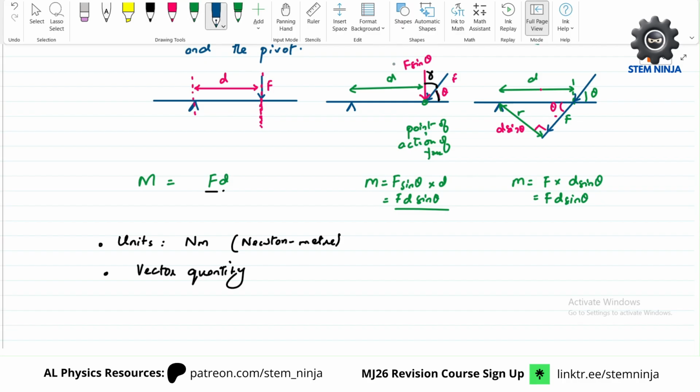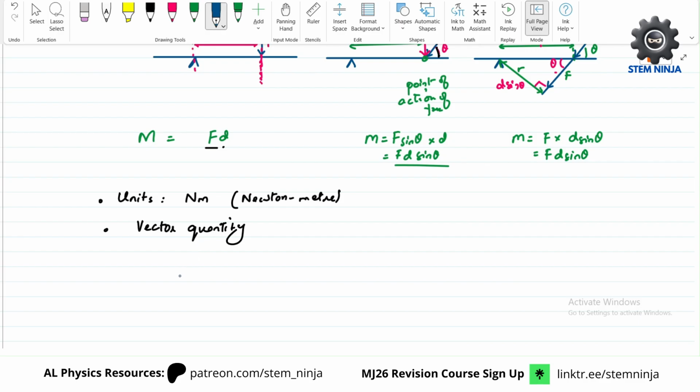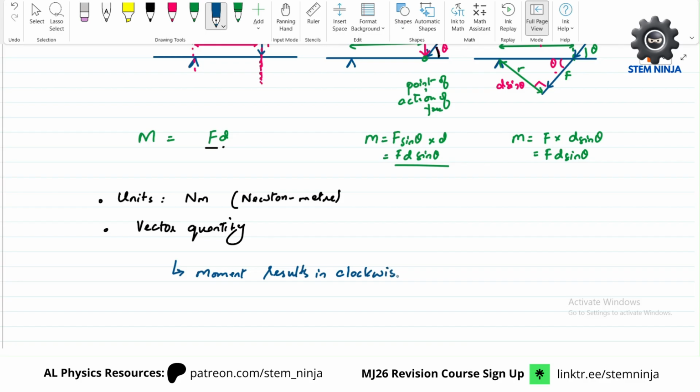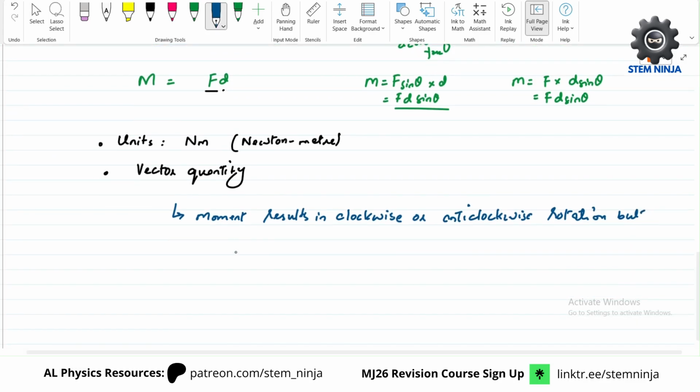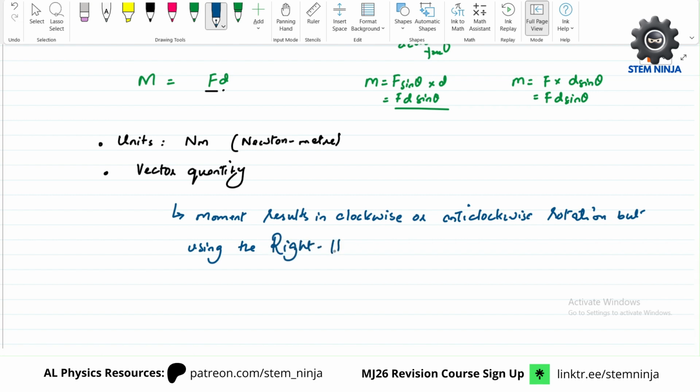How? I think those of you who have studied IGCSE might remember that, although the moment results in clockwise or anti-clockwise rotation, using the right hand grip rule shows the direction of the vector.